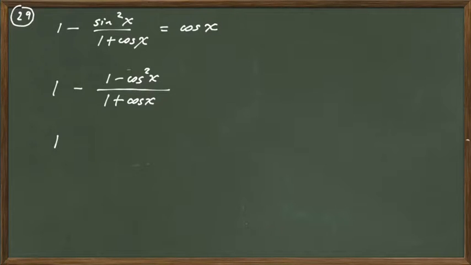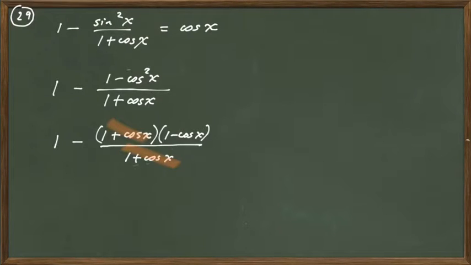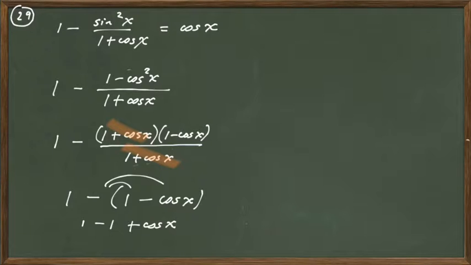Does that factor into the difference of squares? 1 plus cosine times 1 minus cosine. And what's going to cancel? The 1 plus cosines, because they are now factors, top and bottom. So now you have 1 minus cosine. When you distribute your negative, 1 minus 1 plus cosine simply becomes cosine. So perhaps that's an easier approach. I'm not sure. There are multiple approaches.